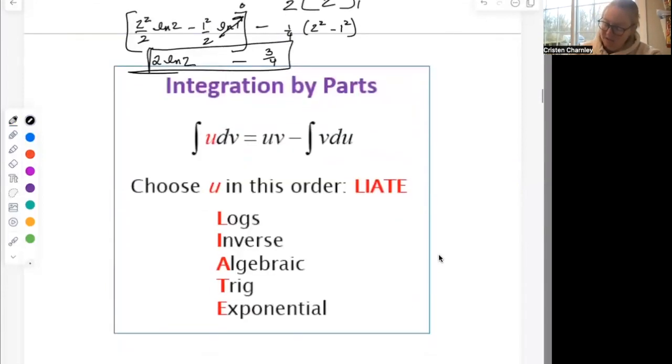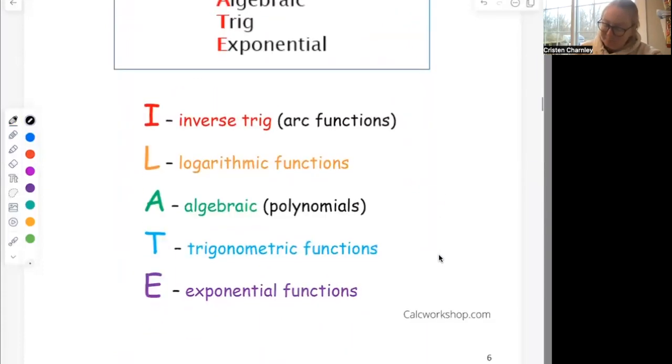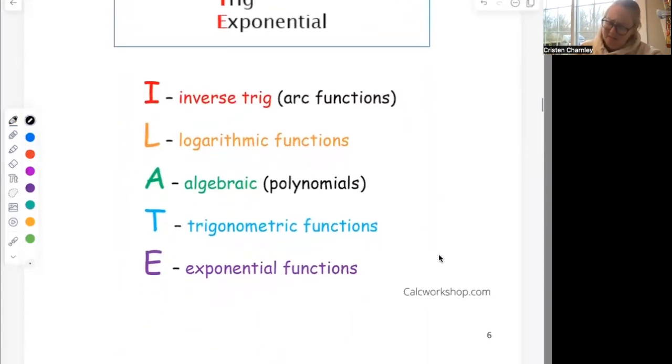In this last page, we use LIATE. There was another graphic that I found that was ILATE, where they switched the I and the L.